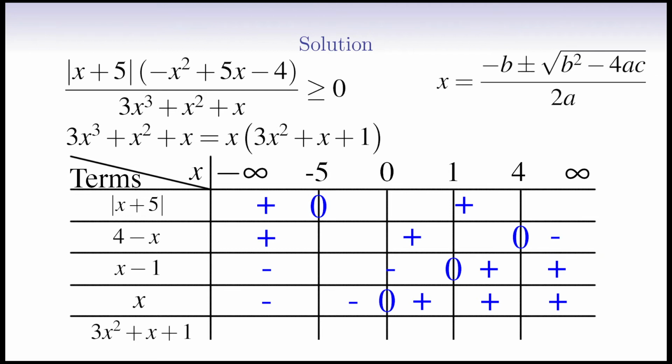If we use the quadratic formula, we see that the term inside the square root, which is b squared minus 4ac, is 1 minus 12, equal to minus 11, which is a negative number. So, there is no real root for the quadratic function here.